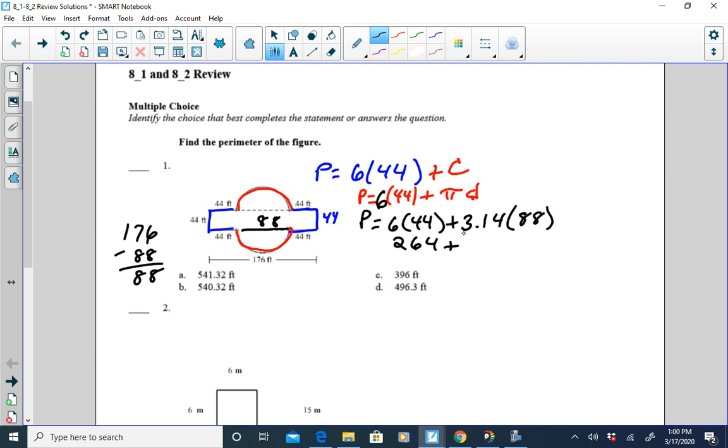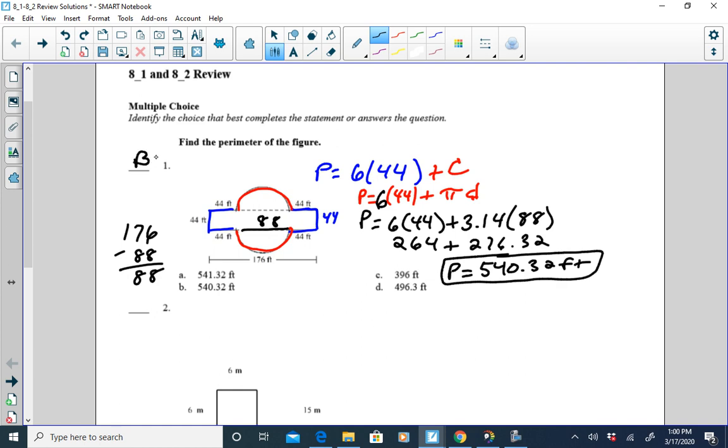3.14 times 88. 3.14 times 88, that's going to be 276.32. We add those two numbers together, wind up with 540.32. So that perimeter is going to be equal to 540.32, and those are feet, and that's how we get the correct answer of B.